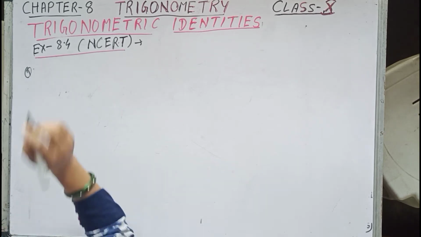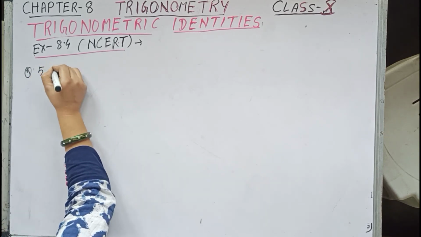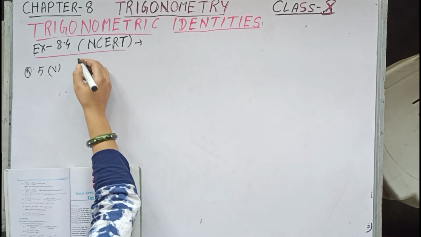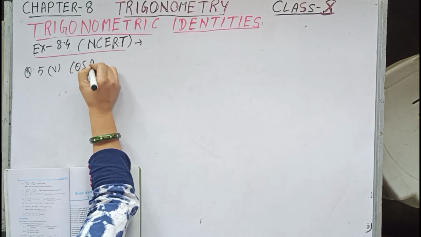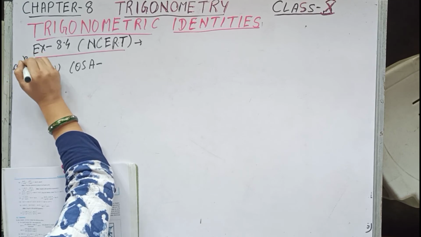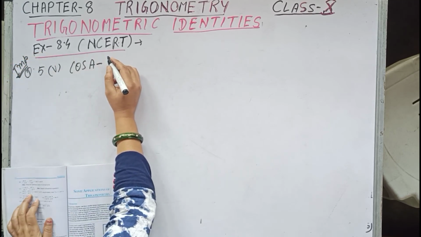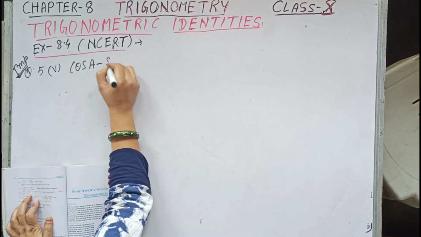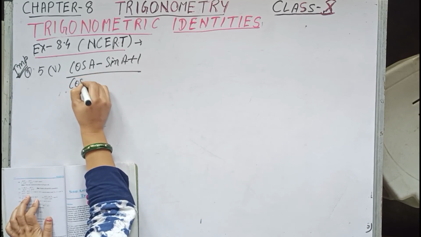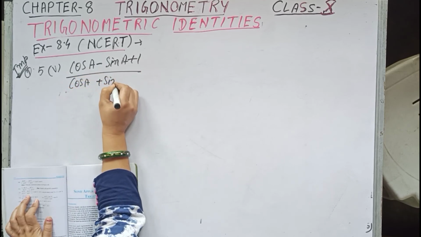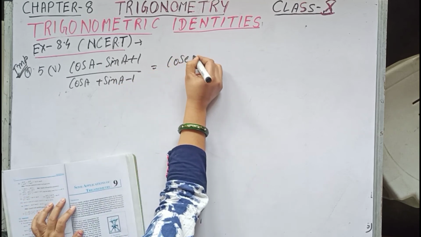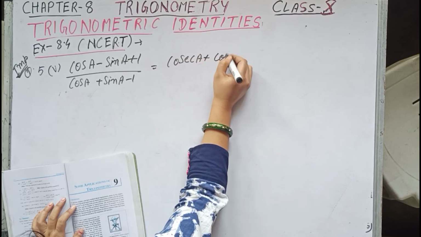Next question is subpart number 5. The question is (cos a minus sine a plus 1) by (cos a plus sine a minus 1) equals cosec a plus cot a. This also is a very important question, children, under 3 marks or 4 marks.